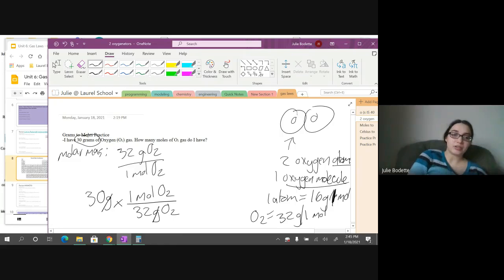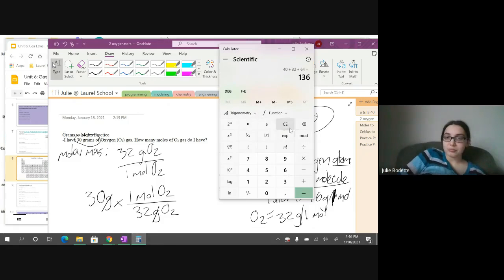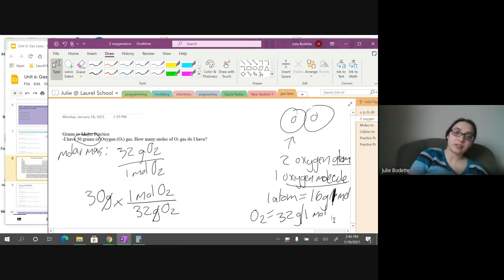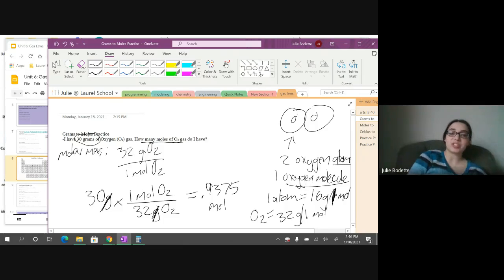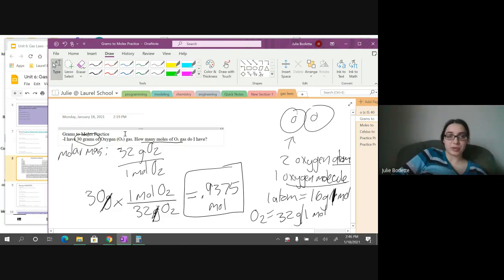Grams cancel, so 30 times 1, so that's going to be 30. So 30 divided by 32. And that gives me 0.9375. Thinking about our units, we can see here that because grams have canceled, we're left with moles, so our units must be moles. And the other thing is in the problem, you'll notice they asked how many moles. So this checks out. So this is our answer. Okay, so we've converted from grams to moles.